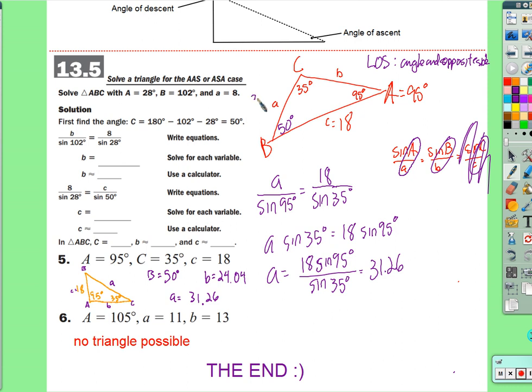That's a. Next we'll solve for b. I could use a and angle A, but 31.26 is an approximation, so I'm just going to do this. Down here, another equation: b equals 18 sine 50 over sine 35.